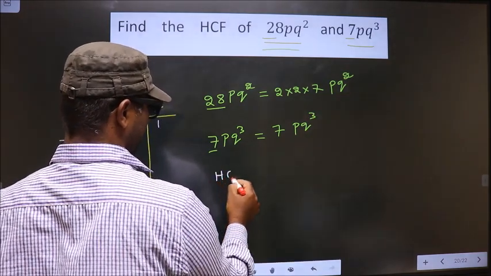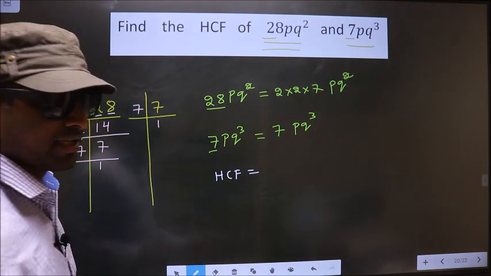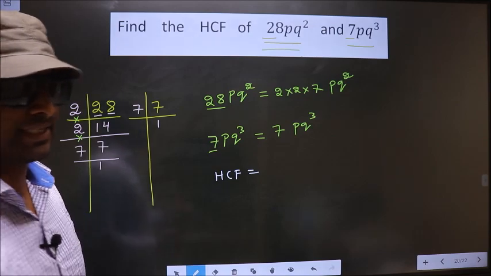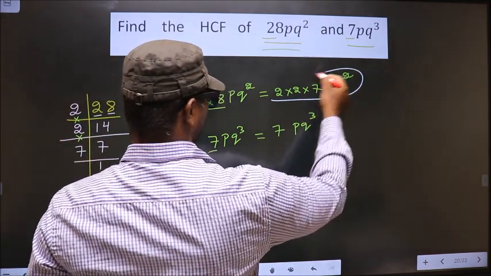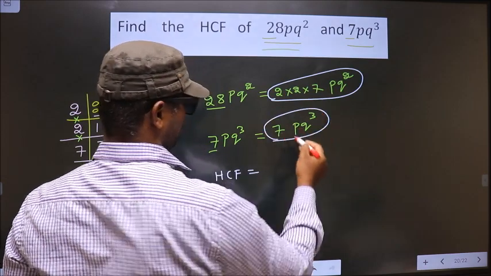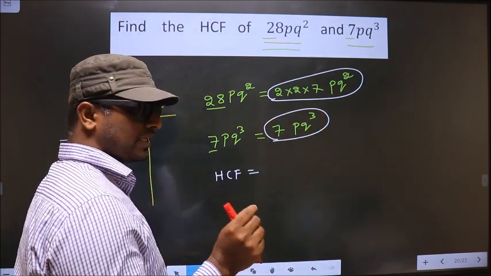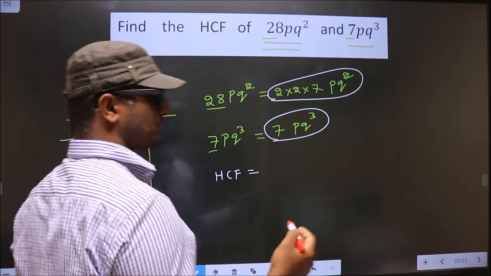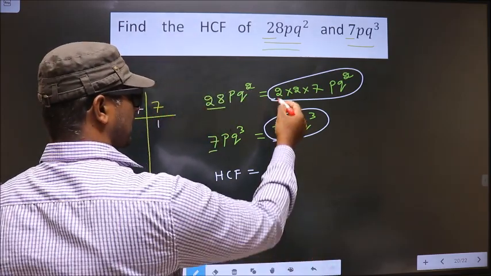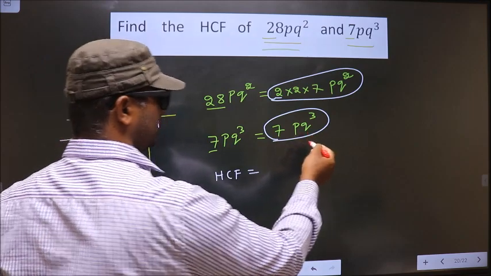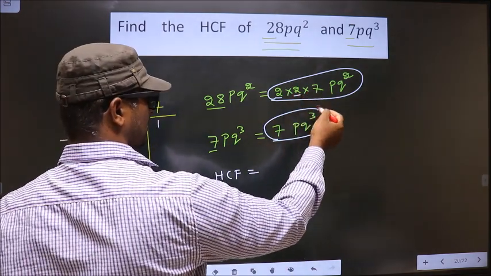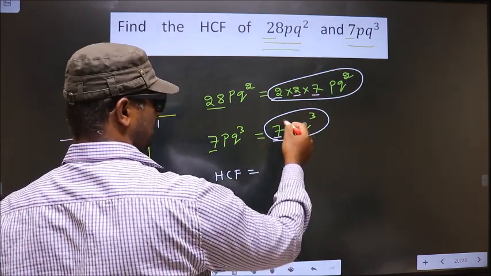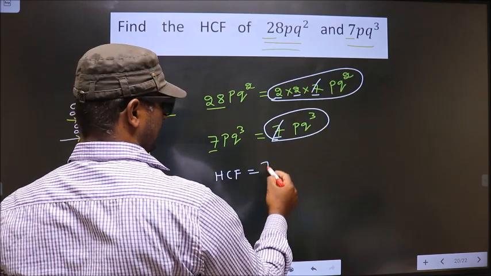So now, HCF is the product of numbers and letters that are present here and also here. So now we should find the numbers and letters that are present here and also here. Starting with the number 2, do we have 2 here? No. So go to the next number 2. Do we have 2 here? No. Go to the next number 7. Do we have 7 here? Yes. So you cut 7 and write here.